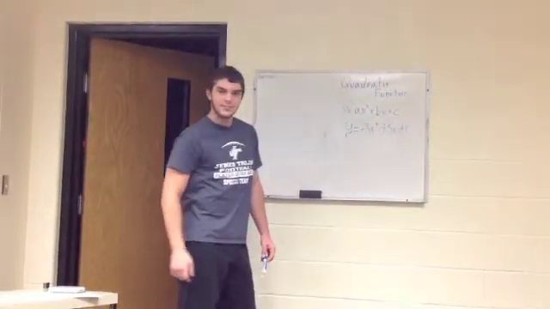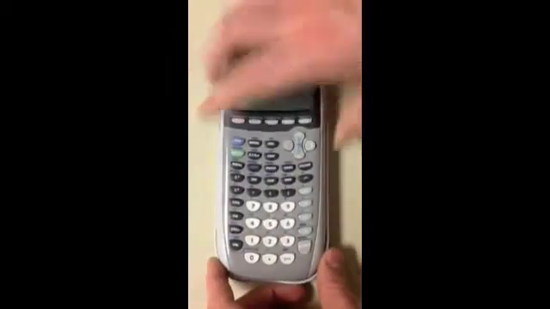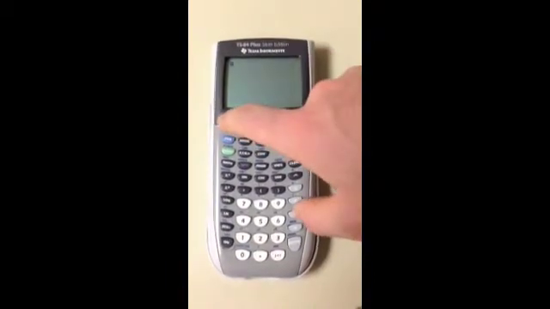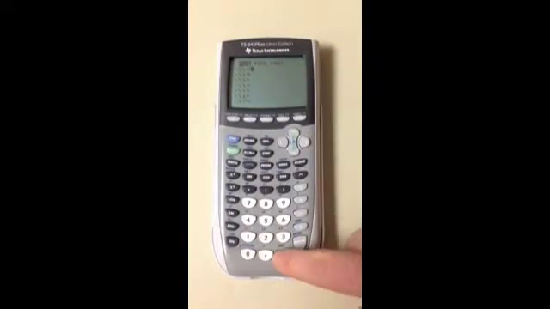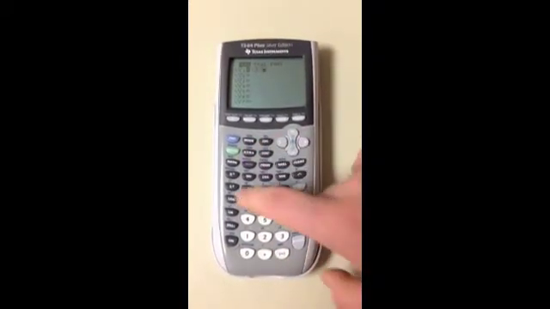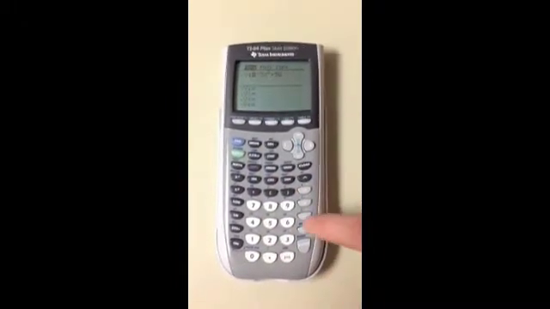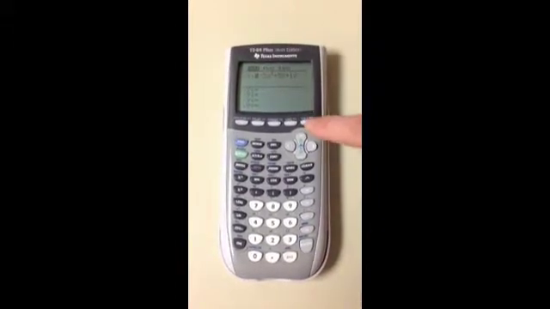Here's the steps. First, you must take the cover off. Just slide it under there just like that. Then you press the on button. Then you'll find your y equals key. This is the place where you input your function, negative 3x squared plus 5x plus 1. From here, you will press the graph button.